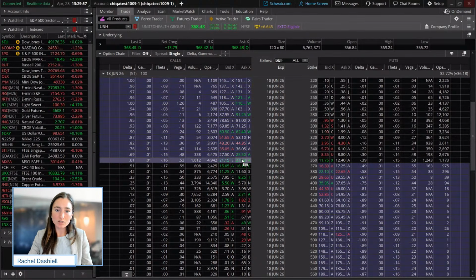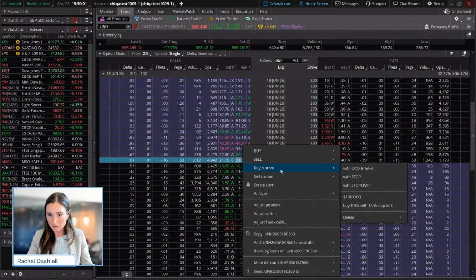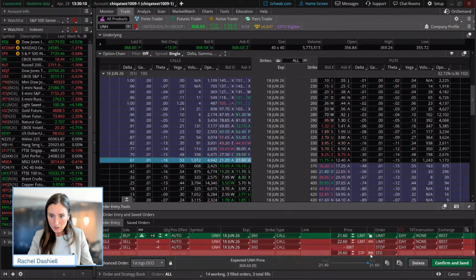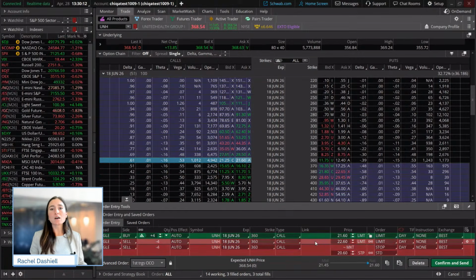So we're going to take this trade. We're going to right click on this option, and we are going to buy custom, and we are going to go with OCO bracket here. And we're going to crank this up to about 4 contracts on this one because we do have about $10,000 that we could place into a trade.